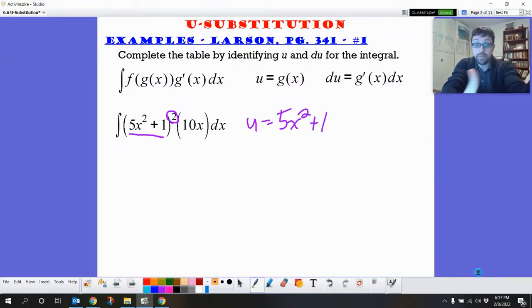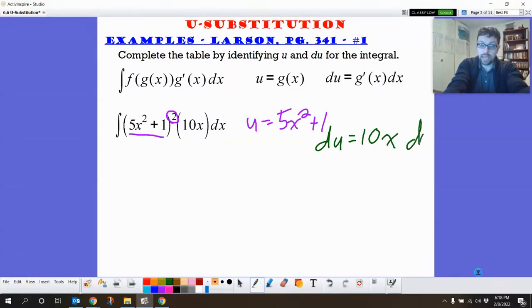Now I'm going to figure out what the derivative of u is with respect to x. The derivative of this thing is going to be 10x plus 1, that goes away, dx, because we found the derivative with respect to x. But wait, look, that thing is right here. That du is that 10x dx. How lucky. So we can replace that purple part with a du, and then we keep everything else.